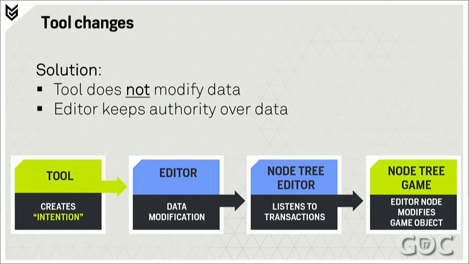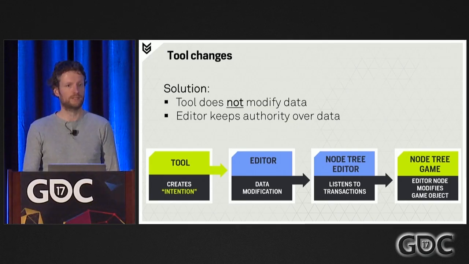Because of these problems, we implemented tool support or gizmo support somewhat differently. The key here is that the tools do not actually modify the data. They simply broadcast an intention to the editor, telling the editor what they'd like to change. It's up to the editor to actually make the data modification itself. This data modification is then processed in exactly the same way as any other transaction. That way, the editor keeps authority over the data at all times.